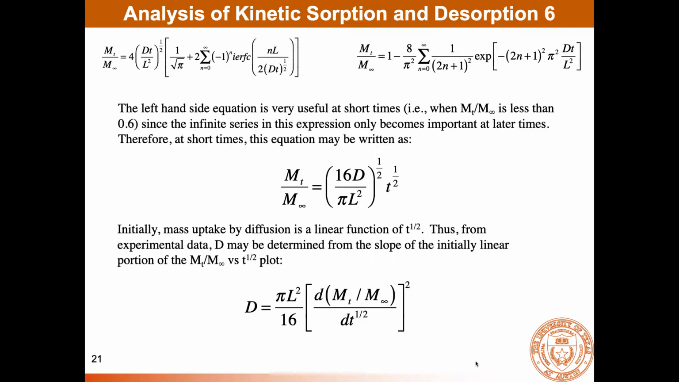So at short times, everything here drops out, and the fractional mass uptake is, guess what? Linear in the square root of time. Or, if you wish, linear in t to the 1/2 divided by L. And so that's why we plot the data that way. That's why you see the data be linear initially with fractional mass uptake. And if you have these kinds of experimental data, you can determine the diffusion coefficient from the slope of that initial piece of the data.